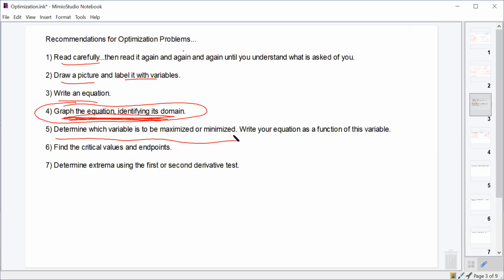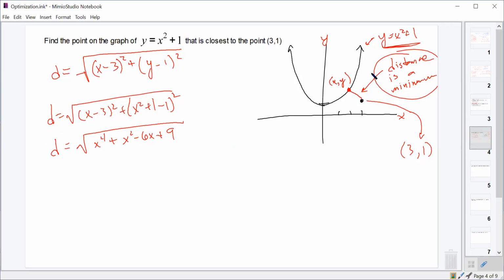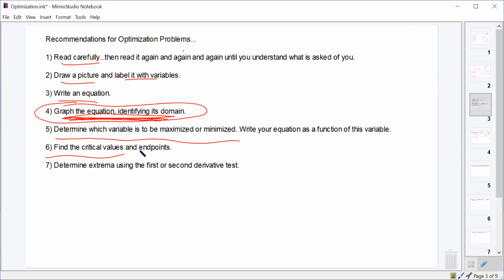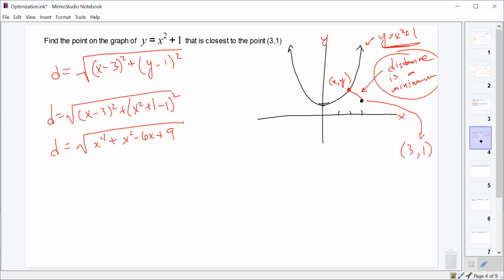The distance, right? We want to know when is distance at a minimum. So we know we want to minimize distance, and it says write that as a function of one variable. Well, we've done that. So we're all the way up to number 6. We now need to find the critical value, and we need to find any endpoints. And so let's first work on critical values. How do we find critical values? When it's equal to 0 and when it's undefined.